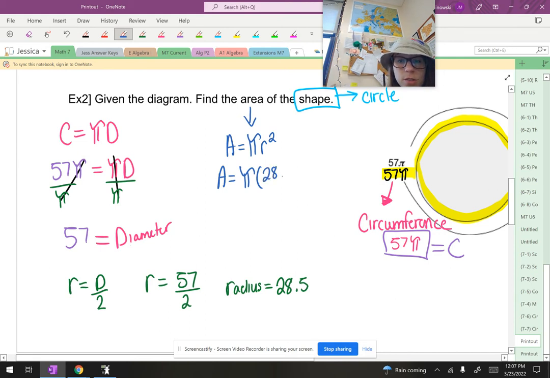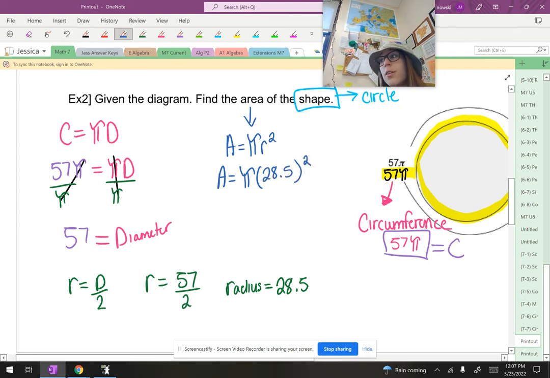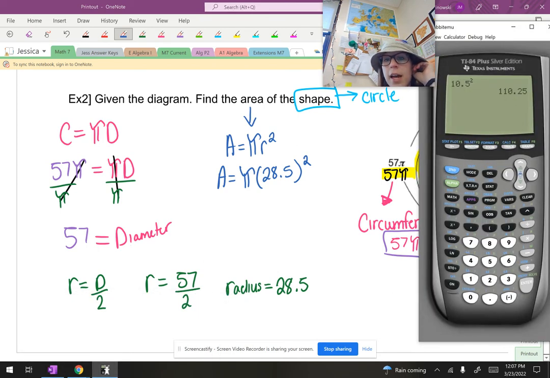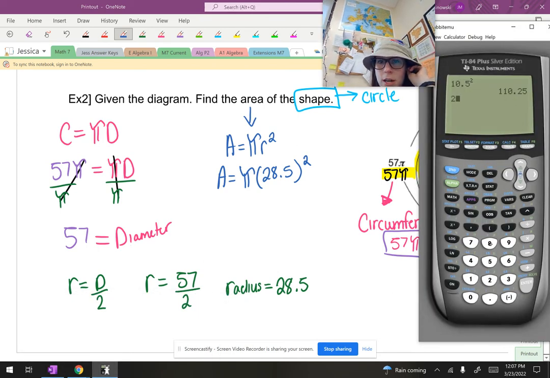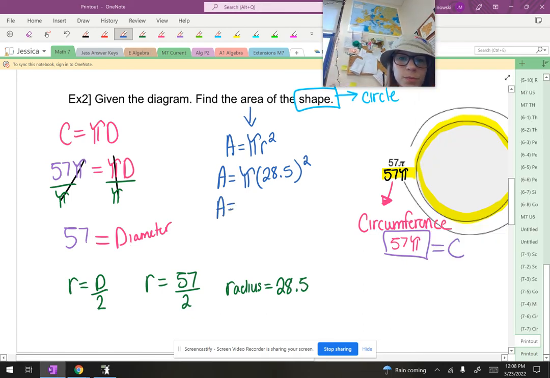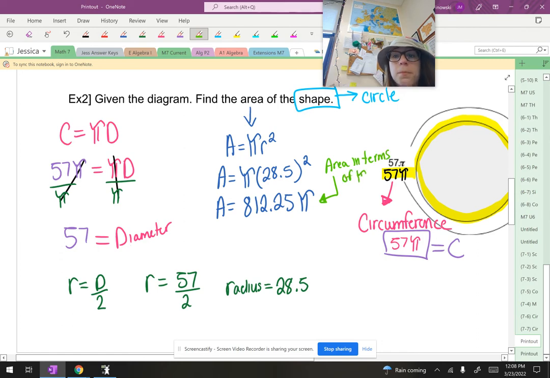Pi radius squared is pi times 28.5 squared. Notice, did the directions say anything about your answer in terms of pi? It did not. Because of that, I can assume that I can just go through and do this math. 28.5 squared, exponents come before multiplication, is 812.25. So that right there, that 812.25 pi, is my answer. That's my area in terms of pi.